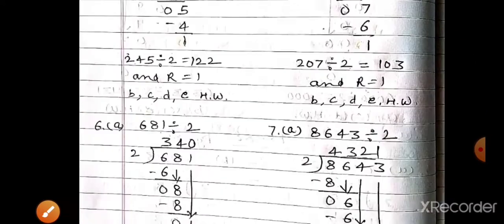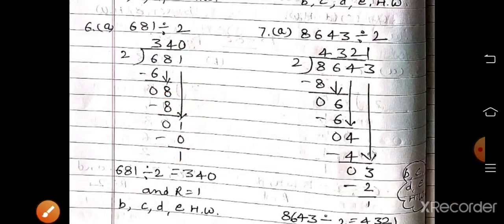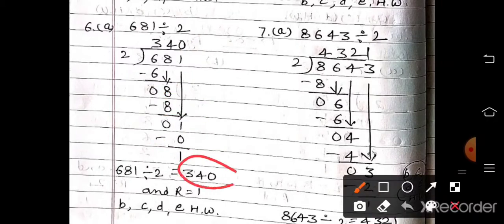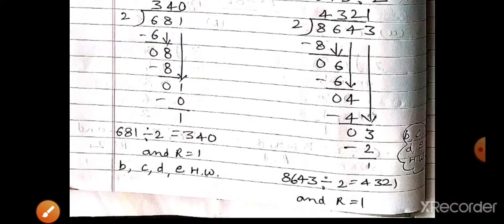Okay. Now question number 6, 681 divided by 2. So first 2 3 ja 6. Then write 8 here. 2 4 ja 8. Minus 0. Then 1. So 0 times, because 2 1 ja 2 is more than 1. So here 0 times. Okay, so remainder is 1 and answer is 340. Okay, so like this you have to do this part also.